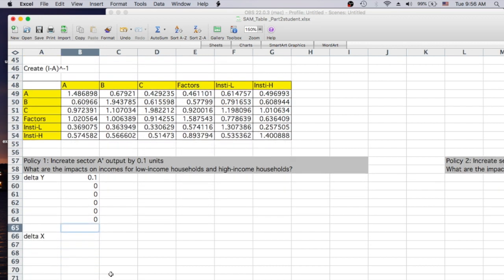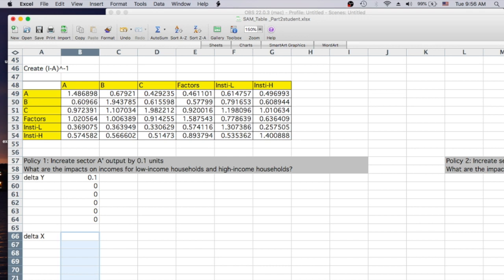Okay, now I'm trying to find out how it's going to impact my delta X. So remember the equation: the inverse of I minus A multiplied by delta Y equals delta X, right? So again, this is going to be a 6 by 1 matrix. Make sure you select 6 cells here.